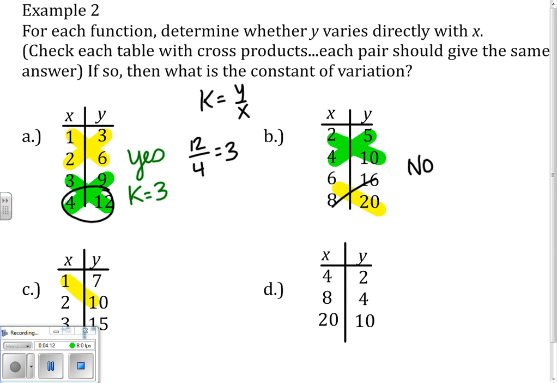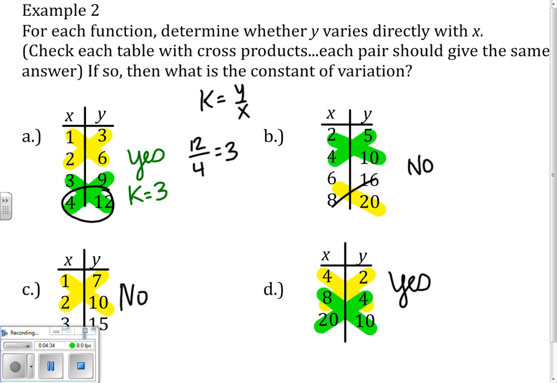Letter C. 1 times 10 is 10. 2 times 7 is 14. It's already a no. Cross products have to be the same value. Letter D, 4 times 4 is 16, and 8 times 2 is 16. So check another set. And you can reuse values. 8 times 10 is 80, and 4 times 20 is 80. So this is a yes.